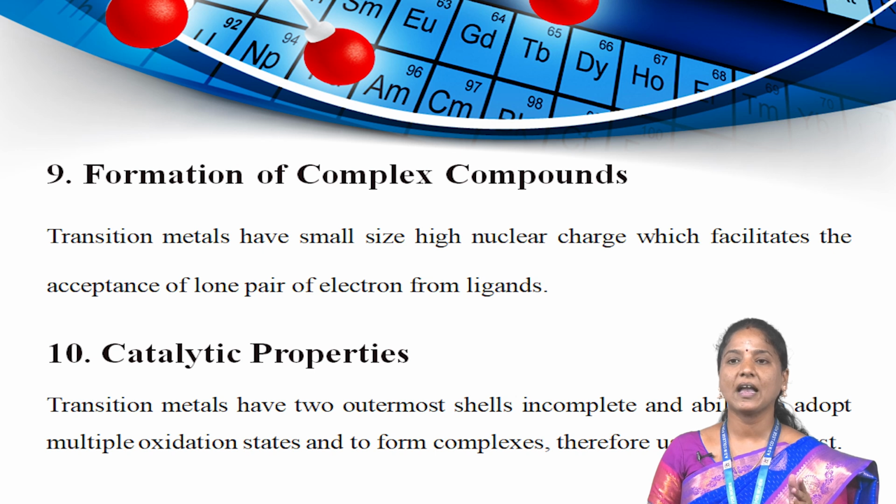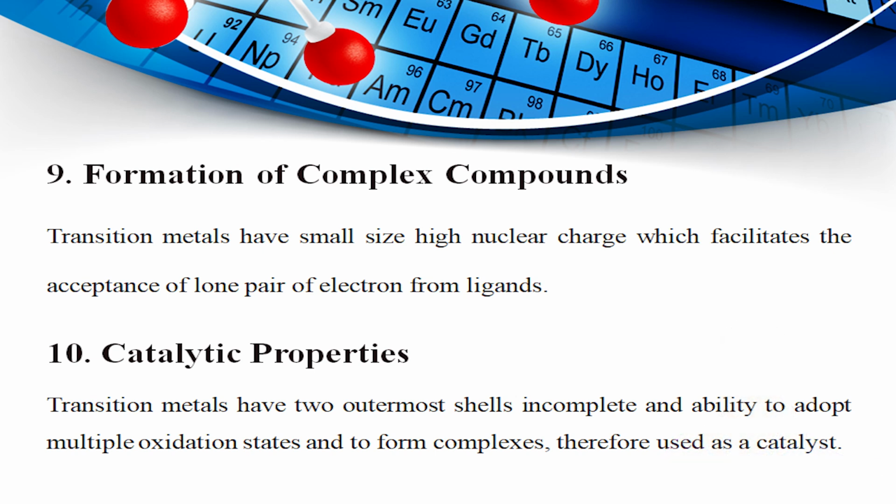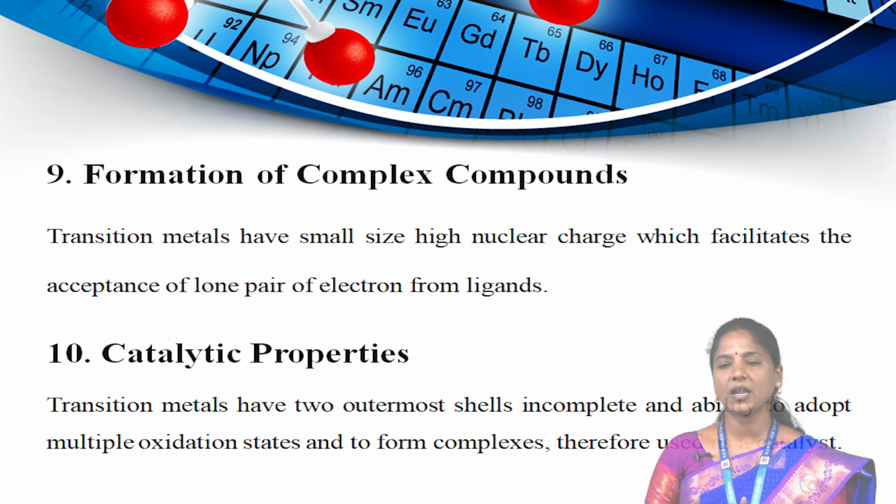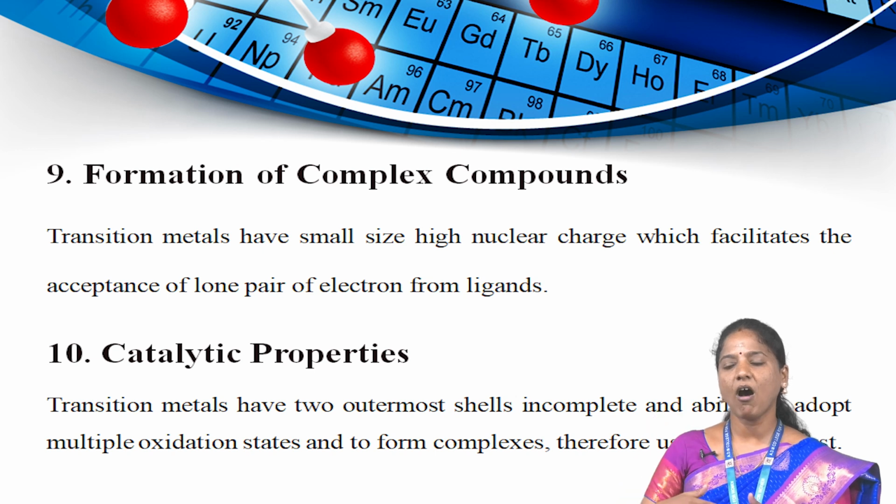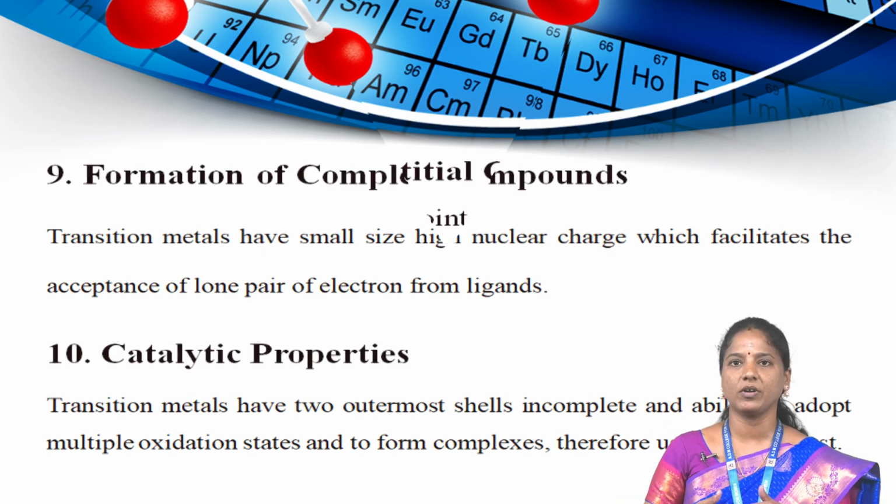Next, 10th one, catalytic properties. The transition metals have two outermost shells incomplete, and the ability to adopt multiple oxidation states and to form complexes, therefore they are used as catalysts. The transition metals also provide a large surface area for the reactants to be adsorbed.